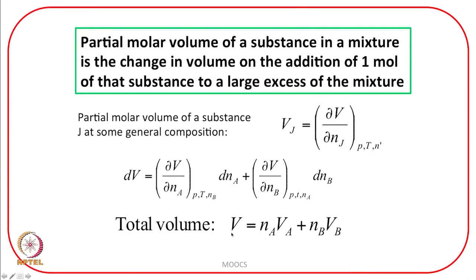This is how we can express the total volume in terms of partial molar volume of its constituents. That is, the total volume is equal to number of moles of component A into partial molar volume of A plus number of moles of component B into partial molar volume of B.